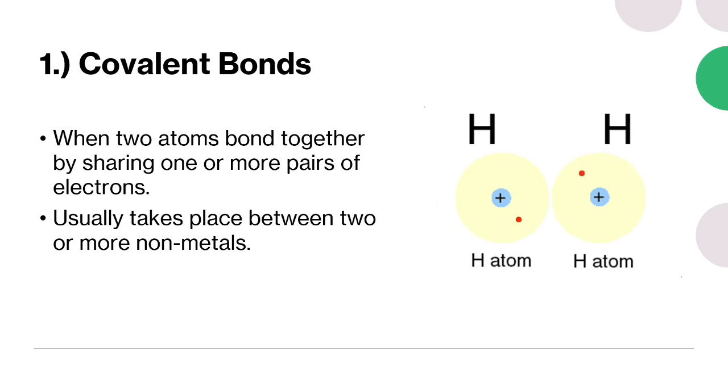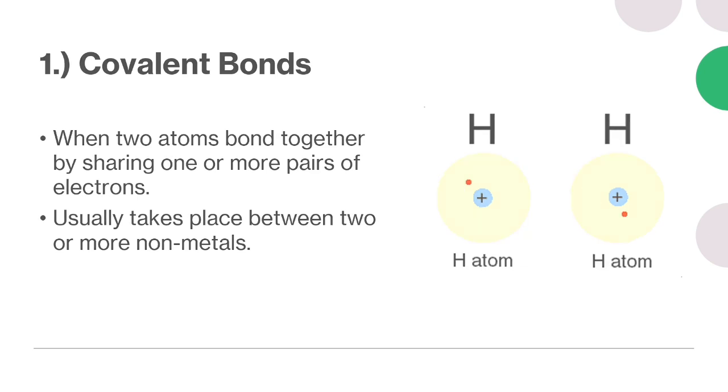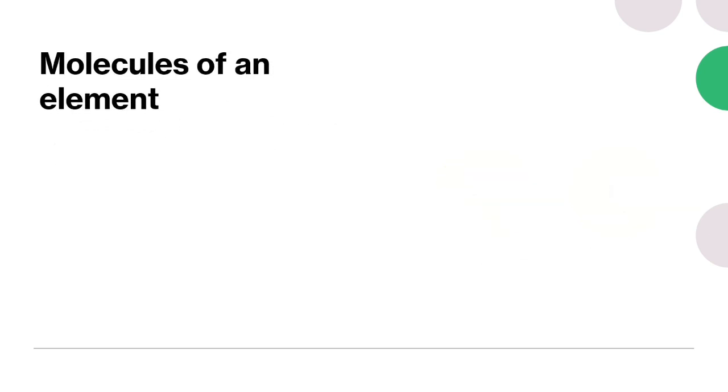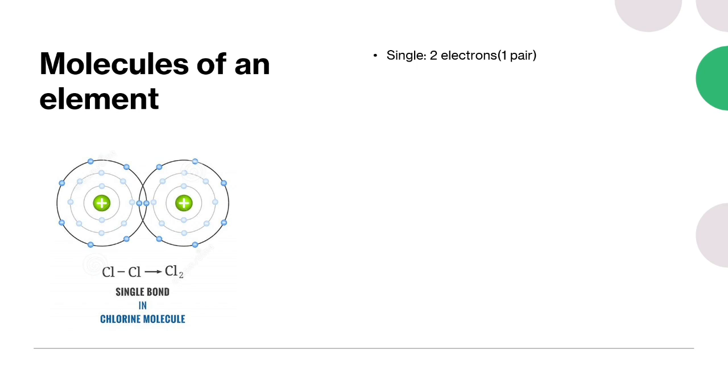Now that you understand what covalent bonds are, there are three types of covalent bonds: molecules of an element, molecules of compounds, and covalent network structures. Molecules of an element. Firstly, single covalent bonds. A single covalent bond is formed when each atom has to share one electron to gain a noble gas structure, which is what they strive to resemble.